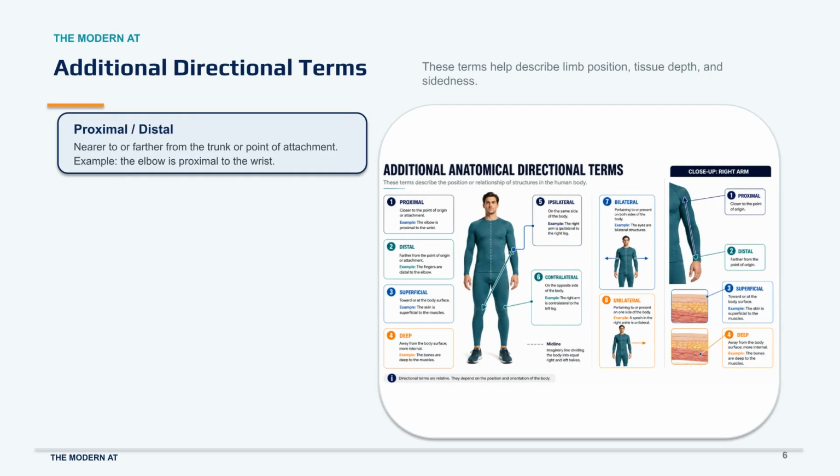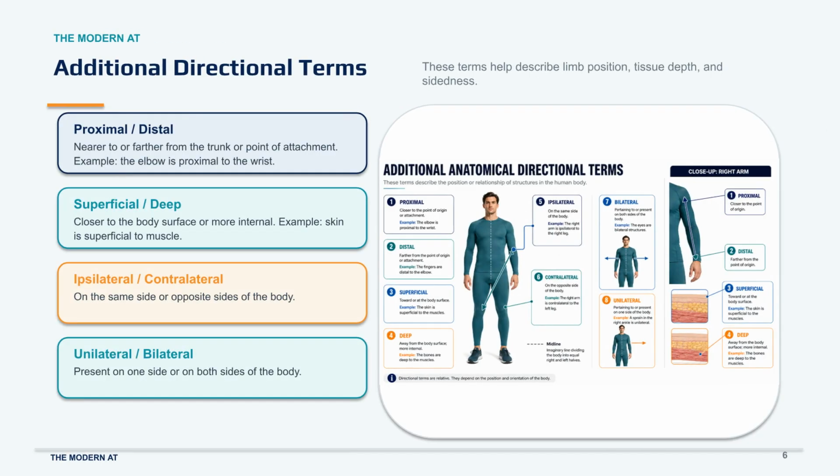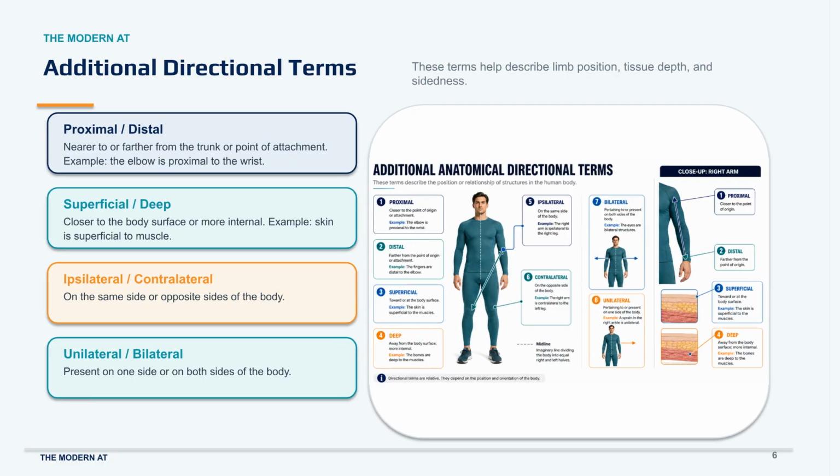Additional terms like proximal-distal, superficial-deep, and ipsilateral-contralateral further enhance precision. They describe limb position, tissue depth, and sidedness, making your clinical documentation more specific.